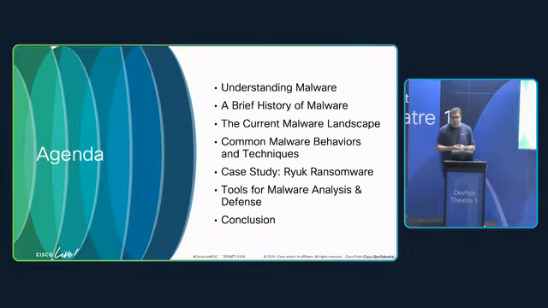Then we'll really dive into some source code and take a look at some common malware behaviors and techniques and some of the code that can be used to evoke those. And we'll actually go into a case study where we'll crack open the Ryuk ransomware and take a look at how it actually works and functions on a source code level. We'll close out by covering some different tools that can be used for malware analysis and defense as well, so that way you feel like you're equipped with the skills needed to effectively detect and mitigate ransomware or any kind of malware, really.